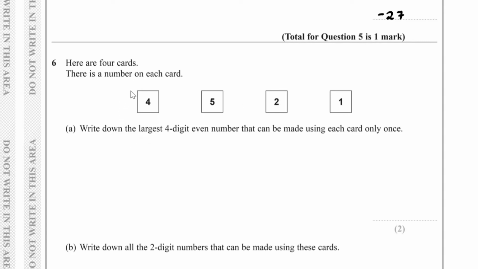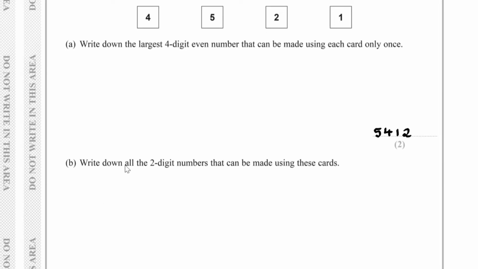Question number 6. Here are 4 cards. There is a number on each card. We've got 4, 5, 2 and 1. For part A, we have to write down the largest 4-digit even number that can be made using each card once. Well, if it's an even number, the number must end in either the 4 or the 2. Now we want the largest 4-digit even number. The largest number here is 5, so 5 will go in the thousands column, followed by the 4, followed by the 1, followed by the 2. This is the largest even number, which is 4 digits, that can be made using these cards.